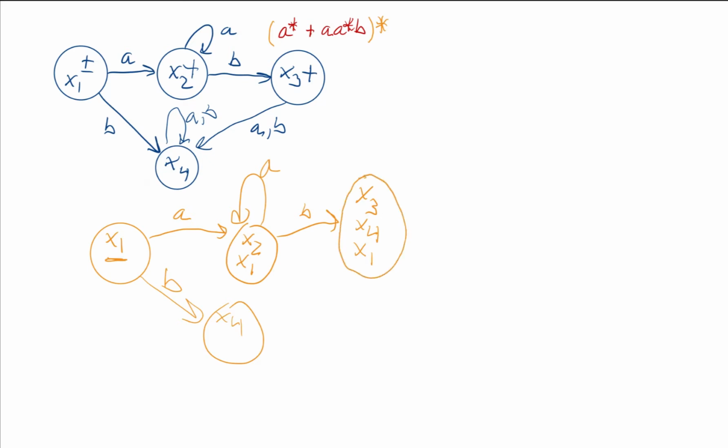Now let's do state x4, and x4 is actually going to be pretty easy, because A's and B's are just going to go back to x4.